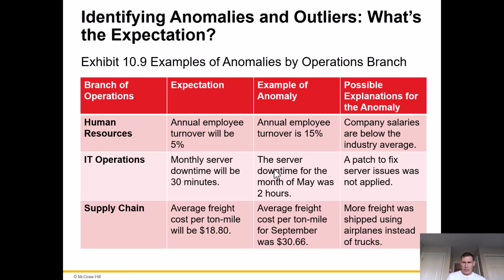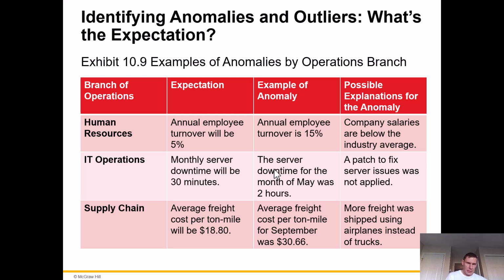So identifying anomalies and outliers. So what's the expectation? If we're looking at HR, the expectation might be that annual employee turnover will be 5%. However, it's 15%. So the possible explanation could be that the company's salaries are below the industry average. That's, of course, driving the higher turnover.